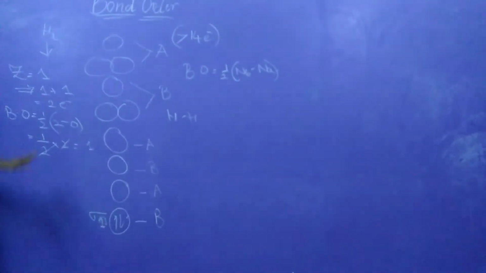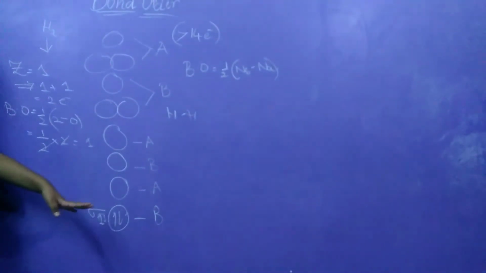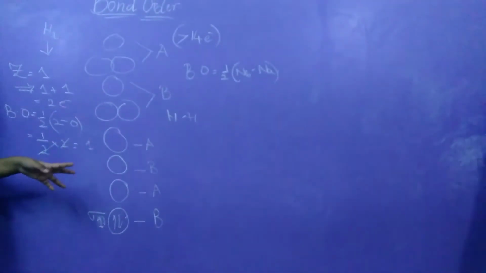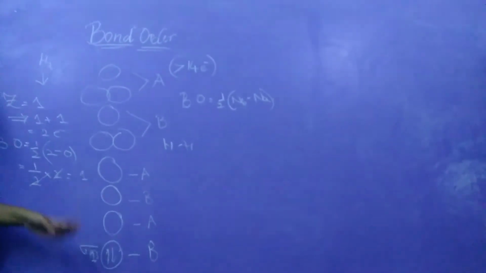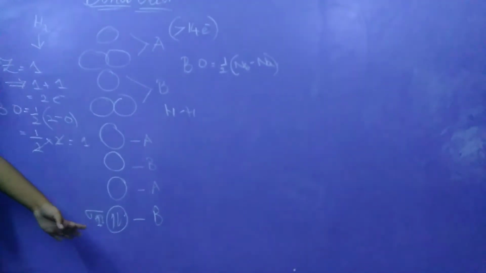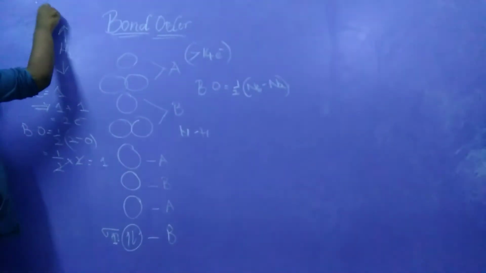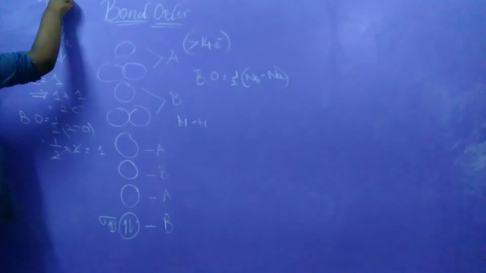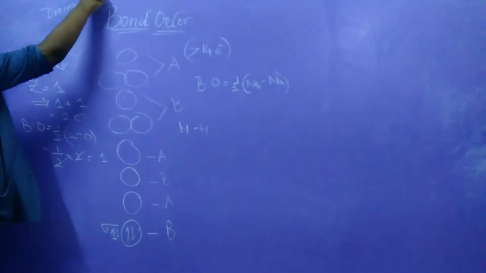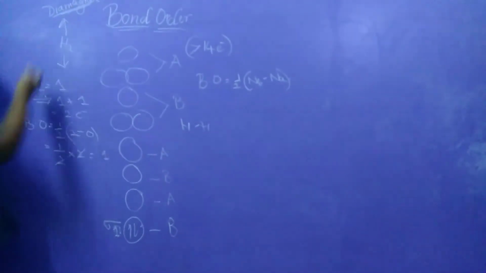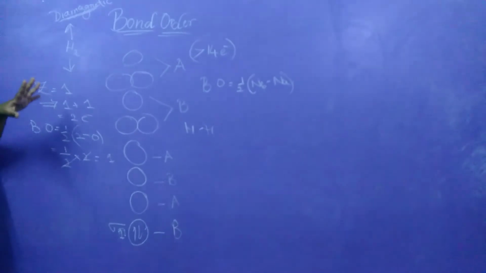As I told you, we are also going to find the magnetic nature. So you see no electron is left alone. In each and every circle, you see that there are 2 electrons filled, so it is completely filled. So it is diamagnetic in nature. So hydrogen is diamagnetic in nature.